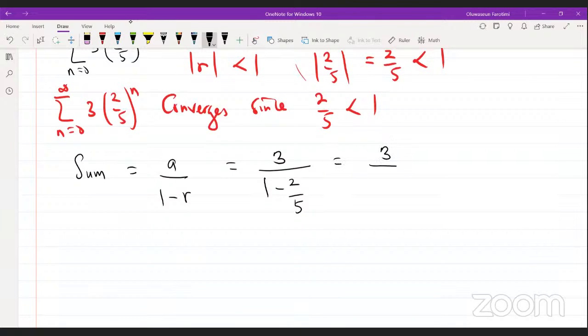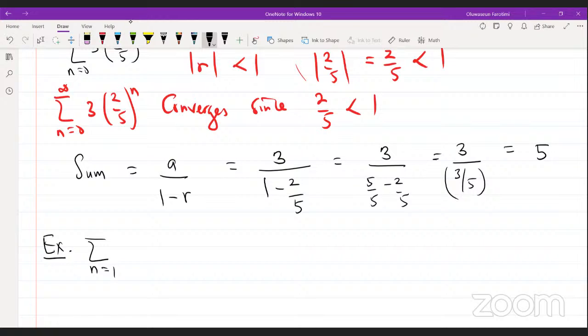Okay, so let's do the algebra. 5 over 5 minus 2 over 5. So you have a 3 on top and 3 over 5 on the bottom. So this is exactly just going to be 5. So this guy is a geometric series which converges, and the sum is exactly 5. Okay, makes sense? Let's see another example.